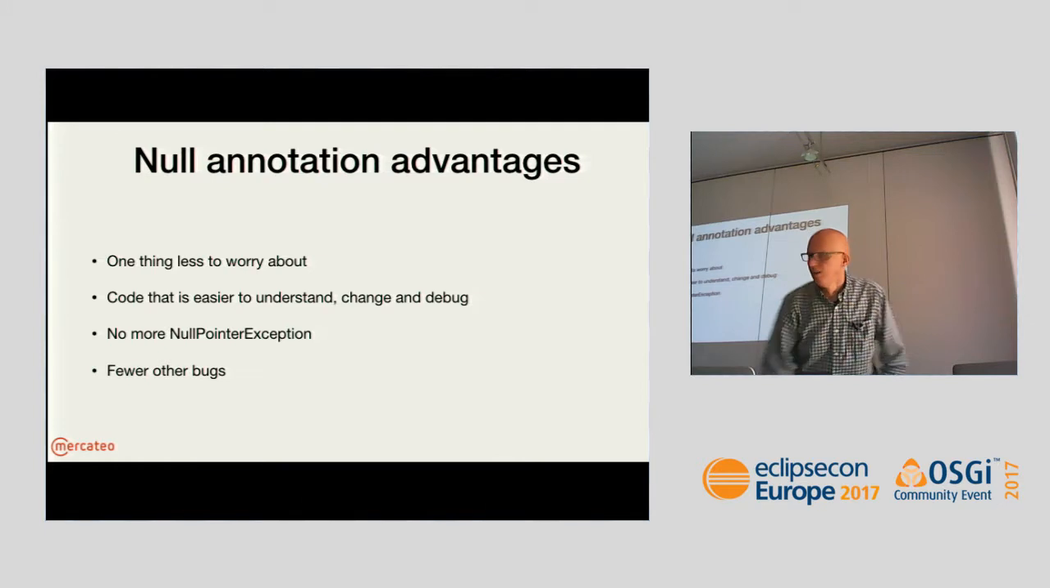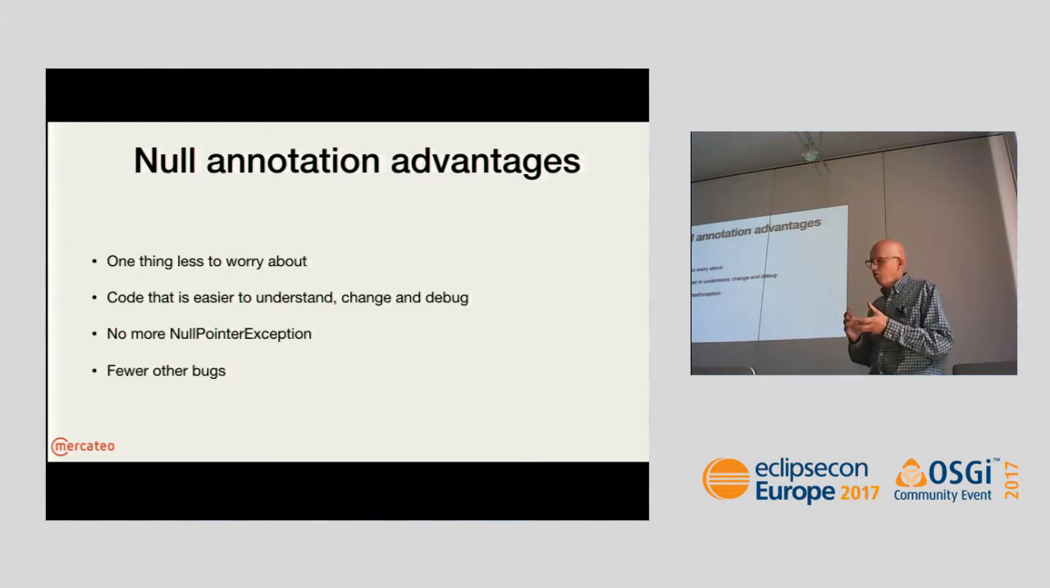Just to get to the results, in case I run out of time at the end: what we really like about null annotations in general, not just null type annotations, is that it's one thing less to worry about. You really think about null only if you need it. It's no longer, what if somebody passes in a null? It's less complexity. Then obviously we don't have any NPEs in annotated code. We also have fewer other bugs, like somebody forgot to initialize a field.